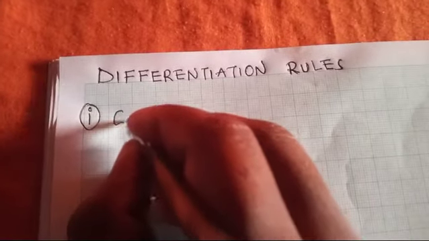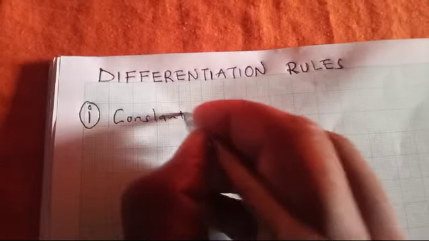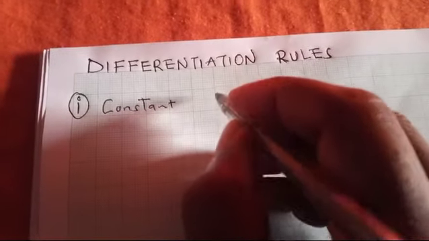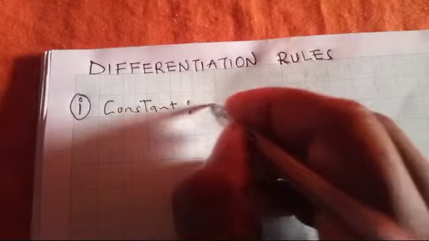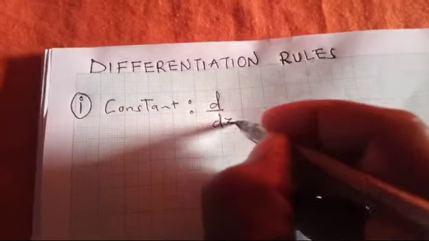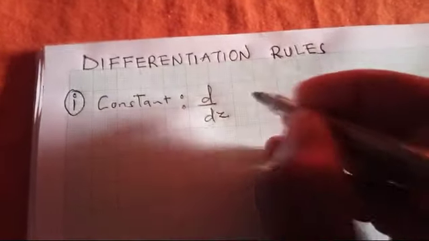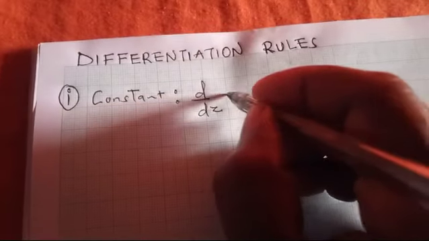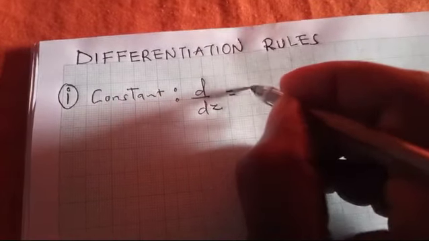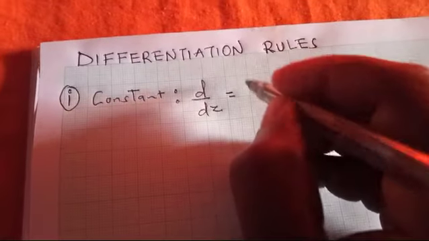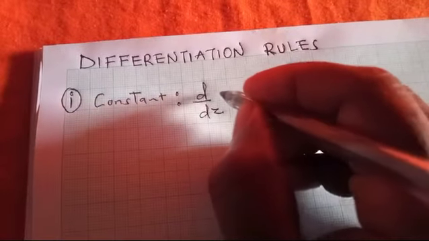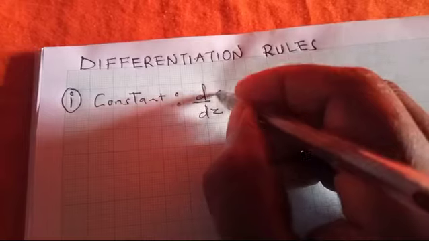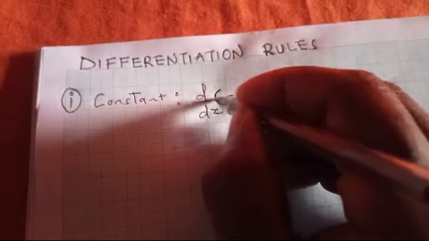The first rule deals with the constants. When you work out the derivative of a constant, it will obviously give you a zero. Let's say maybe this is c here, c for a constant. This one will give us 0.